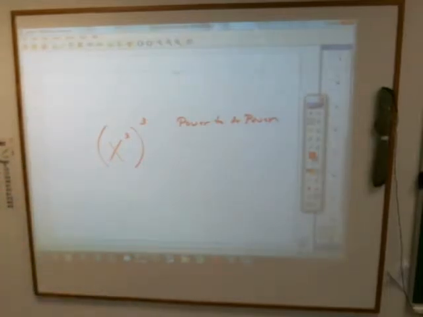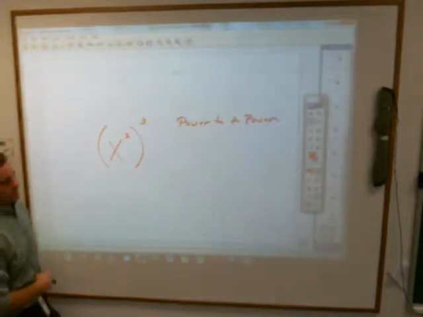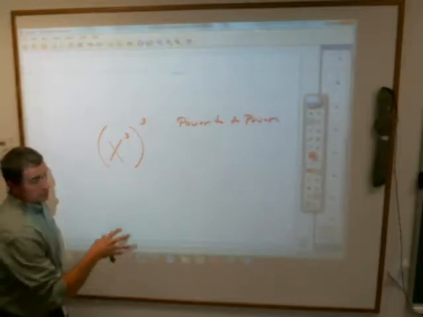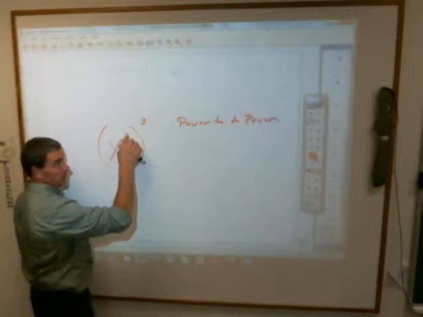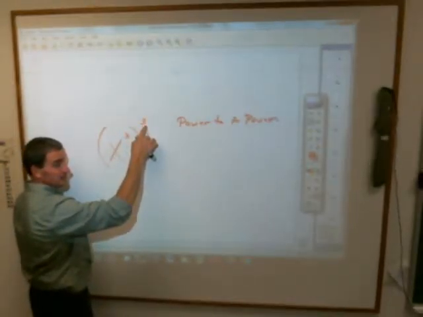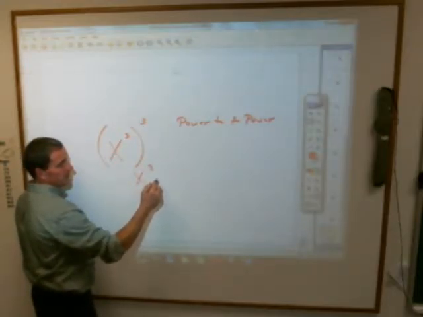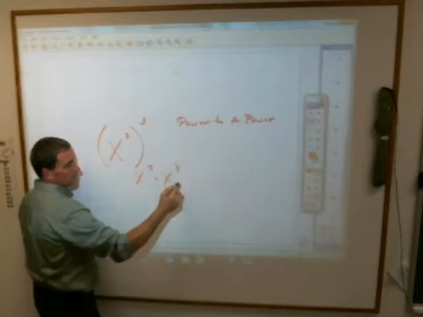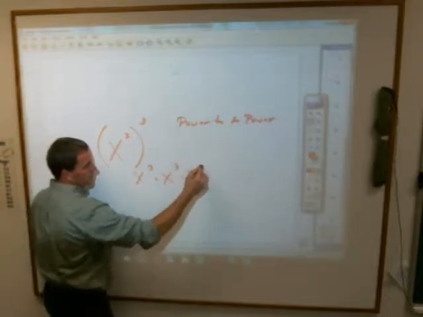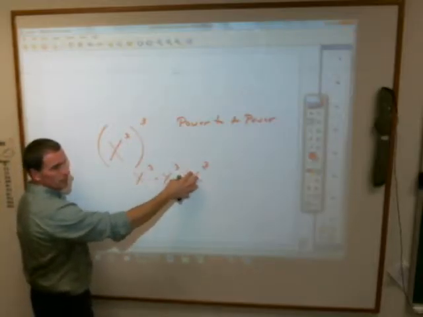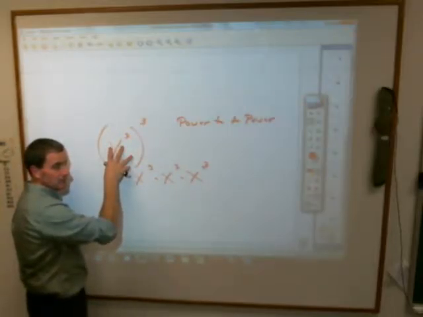What happens there? x to the third to the third. Well, let's break it down to what it really is. What does something to the third power mean? This means I have x to the third times x to the third times x to the third, correct? 3 x to the third, all to the third power. 1, 2, 3 of the same thing multiplied together.